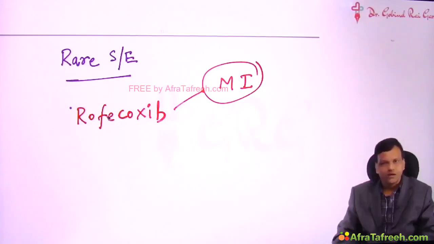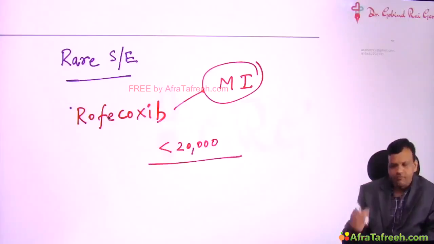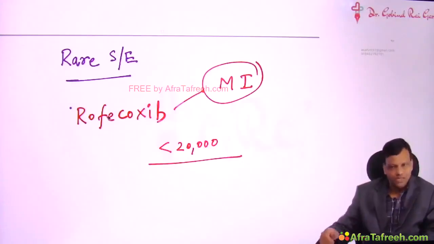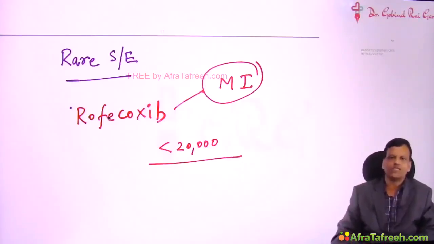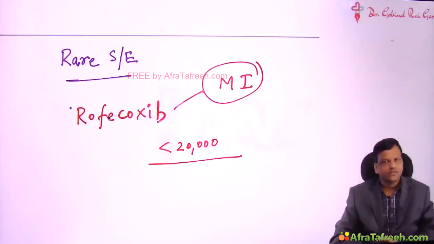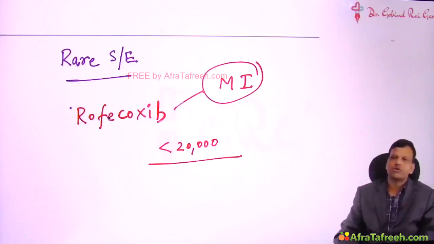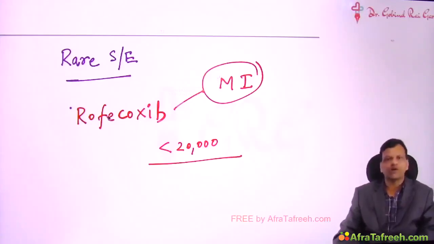The reason is, myocardial infarction is a rare side effect of rofecoxib. By definition, a rare side effect is that which is seen in less than 1 out of 20,000 people. It means when we give a drug to more than 20,000 people, only one develops that side effect. And rofecoxib was causing myocardial infarction in very few people. As we have seen, maximum 5,000 patients we test in phase 3 trial. So maybe that person is missed. But when the drug is given to millions of people, then thousands will develop myocardial infarction.